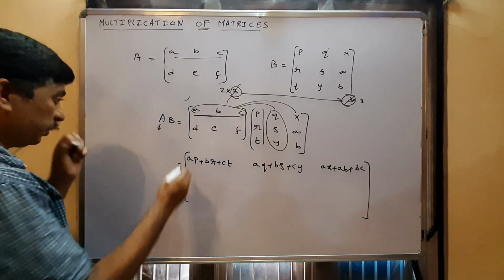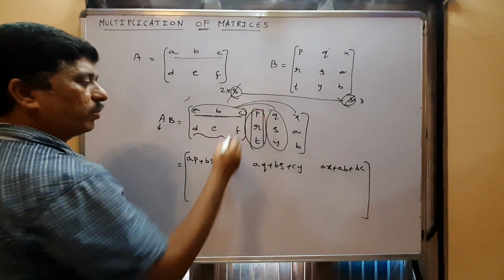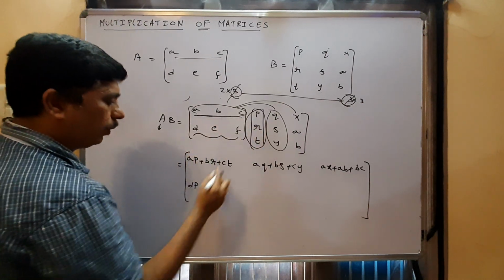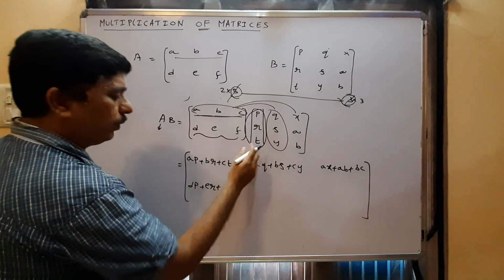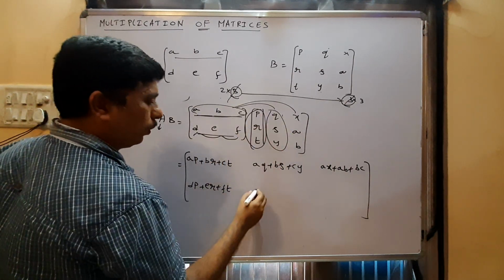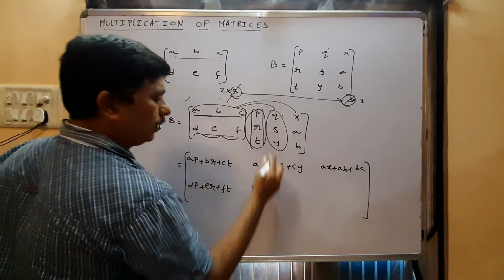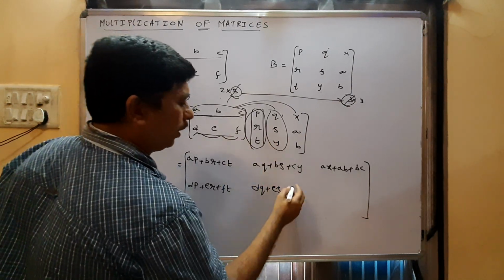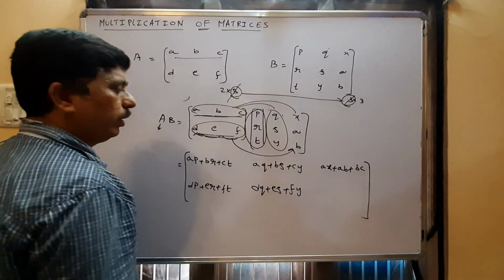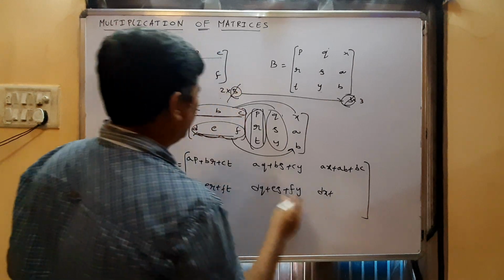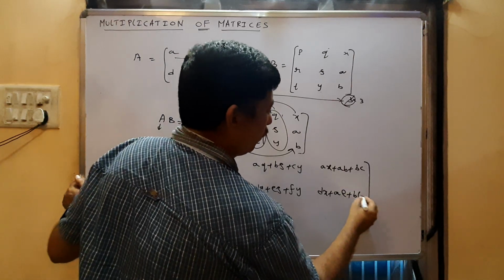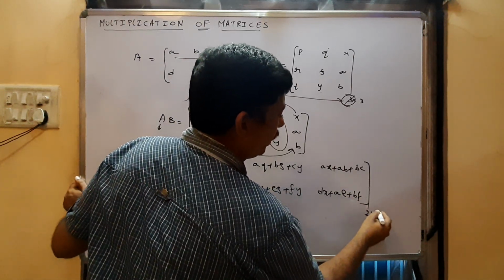Now with respect to the second row. Second row into first column gives the second row first element: d into p, dp, plus e into r, er, plus f into t, ft. Now second row into second column: d into q, dq, plus e into s, es, f into y, fy. Next, second row into third column: d into x, dx, plus e into a, ae, f into b, bf. So the resultant matrix order is 2 by 3.